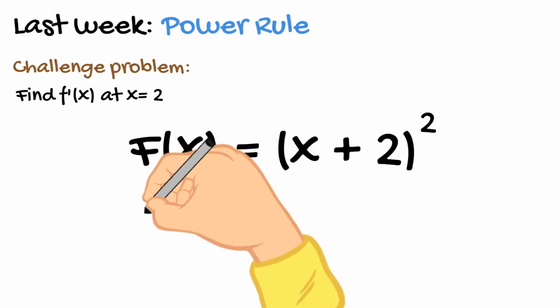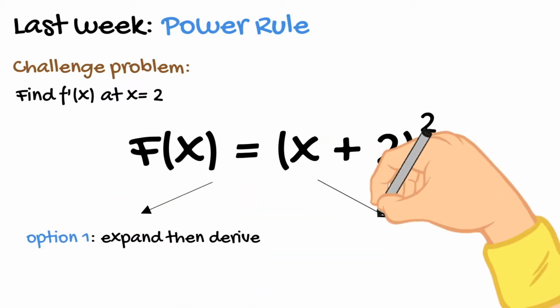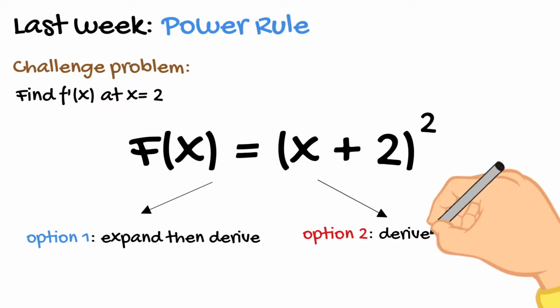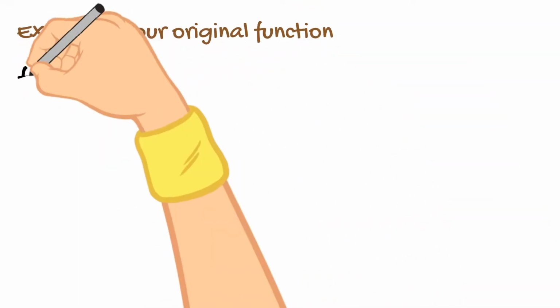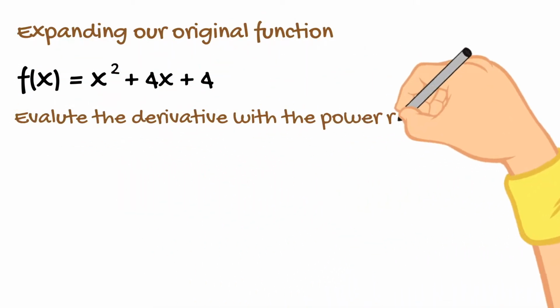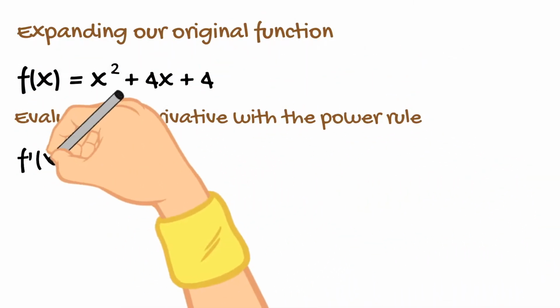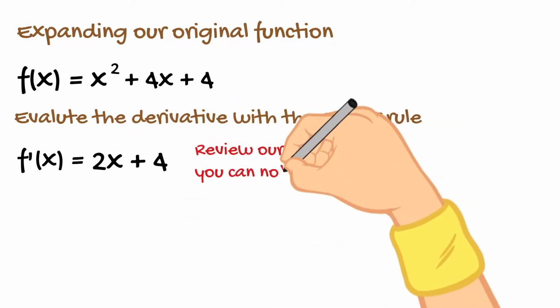You can approach this in two ways. Either expand the function first, then evaluate the derivative, or evaluate the chain rule first, then simplify. So let's do option 1. By expanding our original function, we get x squared plus 4x plus 4. Now using the power rule, we get the derivative of f of x, which is f prime of x, is equal to 2x plus 4.